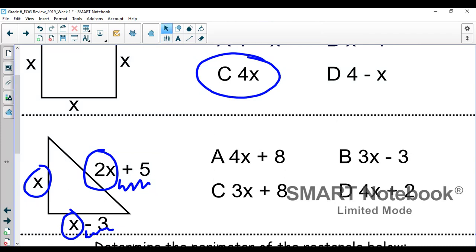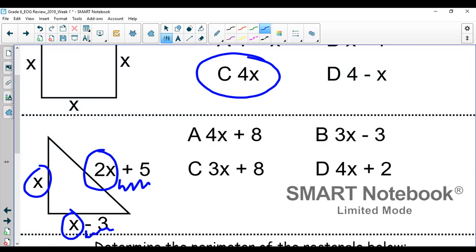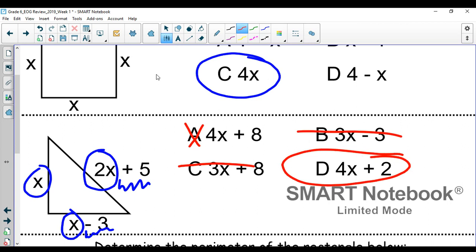So because I know for sure that there's 4x, I can automatically eliminate C and I can automatically eliminate B. Now this part is a little bit trickier. I'm sure some people might have put A, which is actually incorrect, because what you're really combining is positive 5 minus 3, and 5 minus 3 is positive 2.